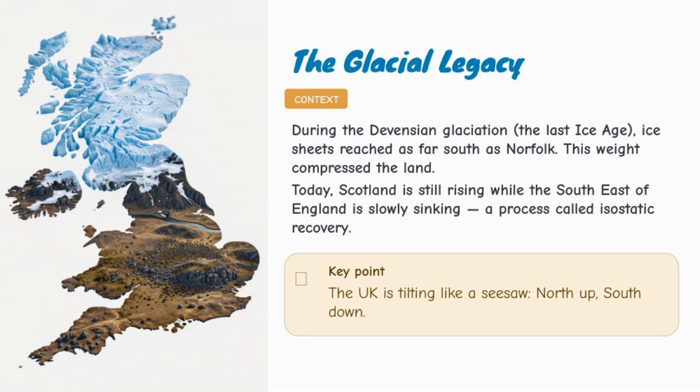Today, Scotland is still rising, but the process is not the same everywhere. As the north rises, parts of southern and southeastern England are slowly sinking relative to sea level. This means the UK is tilting like a seesaw, north up, south down. This matters because sea level rise does not affect every part of the UK coastline in exactly the same way. In places where land is sinking and global sea levels are rising, the risk is greater.